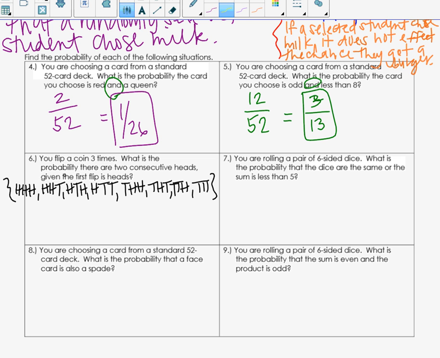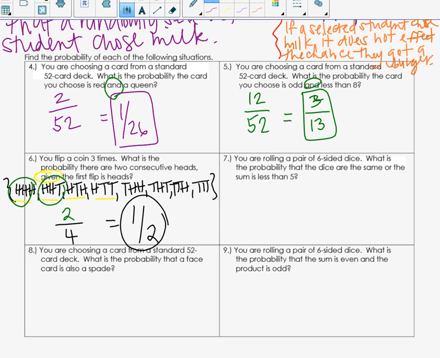So it says, what is the probability that there are 2 consecutive heads given the first flip is heads? So we have conditional probability. Our sample space is anything with the first flip heads. That's this one, this one, this one, and this one. So our sample space is out of 4. And then out of just those 4, what's the probability there are 2 consecutive heads? Well, this one counts because it doesn't say exactly. This one counts, and the other 2 don't. So it's 2 out of 4, or 1/2. Okay, you always want to reduce those fractions.